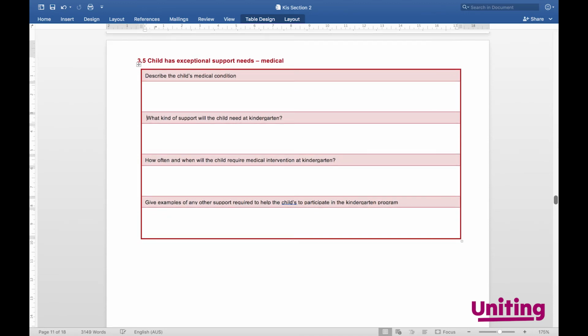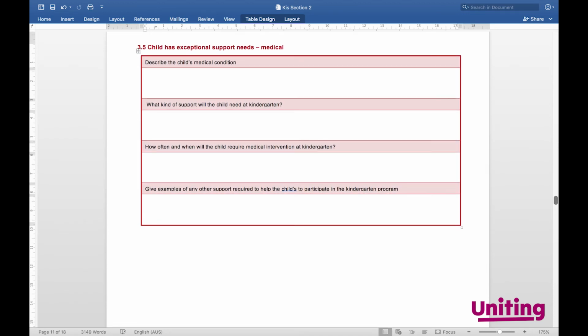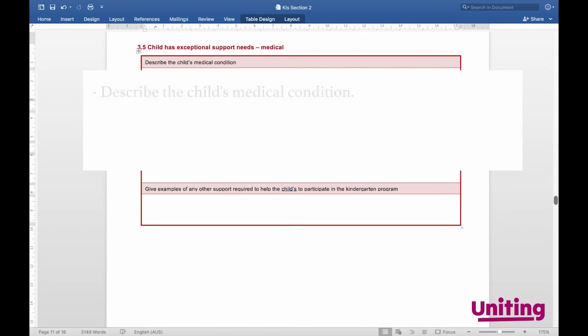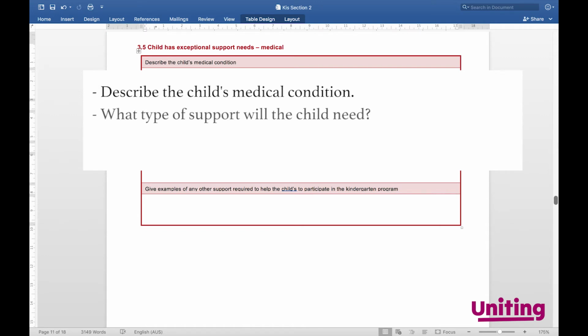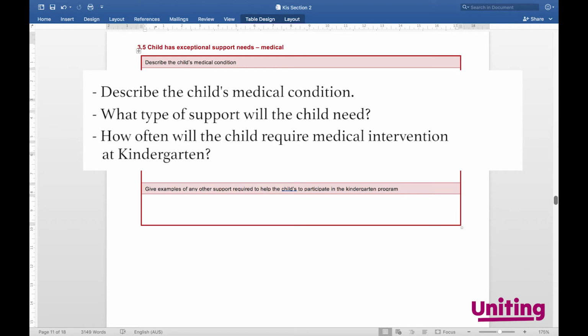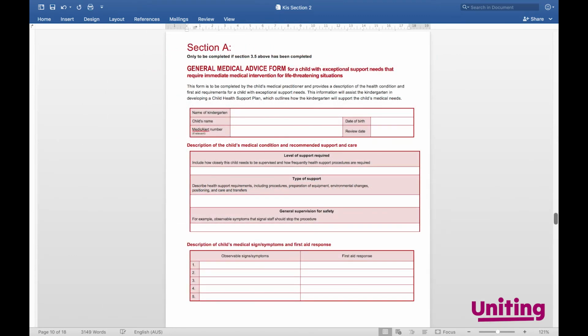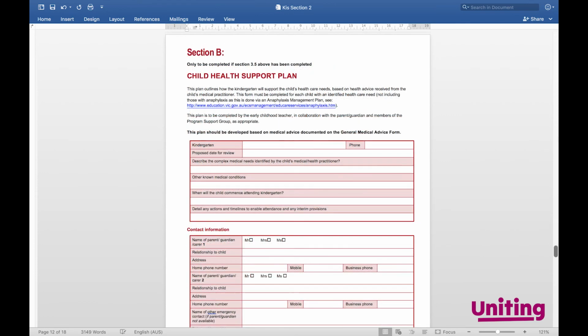3.5. Child has exceptional support needs medical. Here you would describe the child's medical condition and what kind of support will the child need at kindergarten. How often and when will the child require medical intervention during the program? If completing this section, you will also need to complete Section A, General Medical Advice Form, and Section B, Child Health Support Plan.